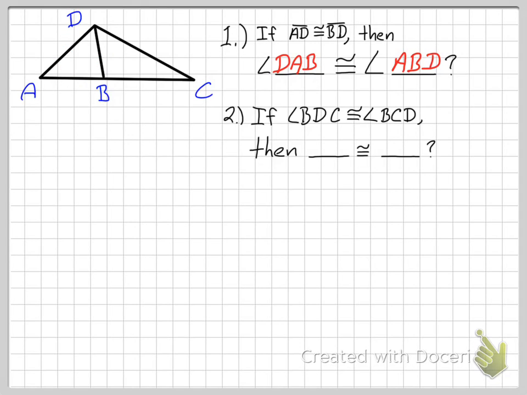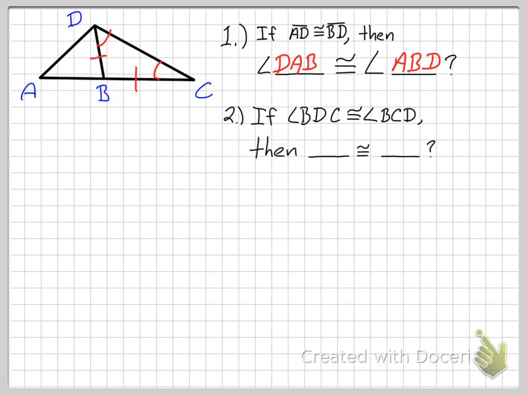And the next problem is if we have angle BDC congruent with angle BCD, then what two line segments must be congruent to each other? So if BDC is congruent with BCD, then which two line segments have to be congruent to each other? The ones that are opposite those two angles. So this would be opposite angle BCD, and this one would be opposite angle BDC. So it would be line segment BD and line segment BC.